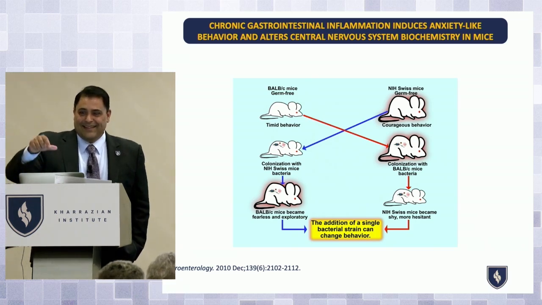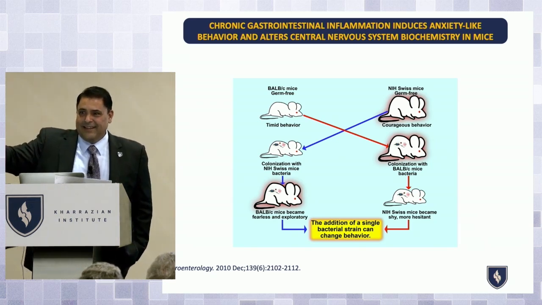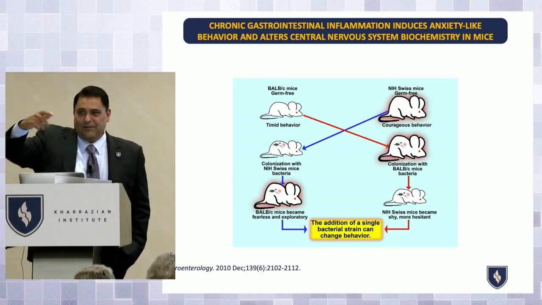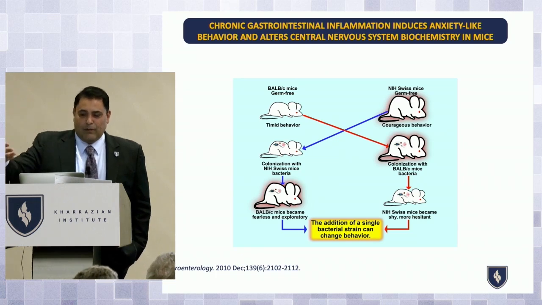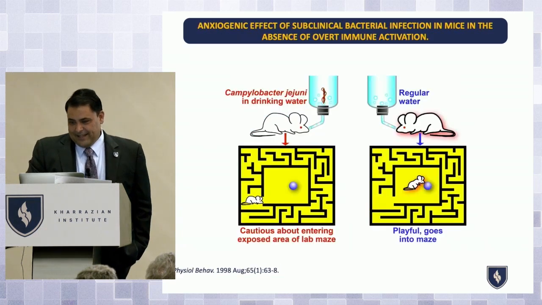So the ones that were courageous started to become nervous. They started to hide in corners. The ones that were hiding in corners started walking all over the place. And that just shows you how powerful the gut microbiome is in our brain function, our mood, our personality, right? They did the same thing.